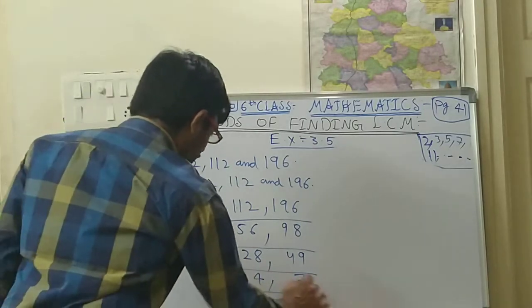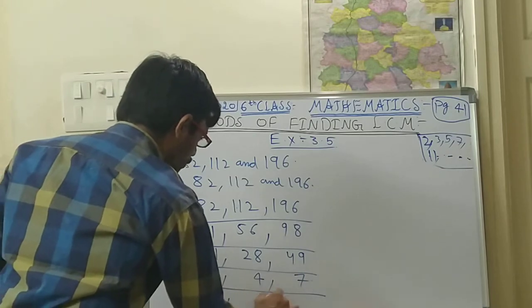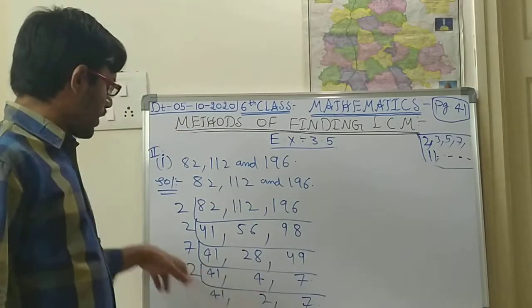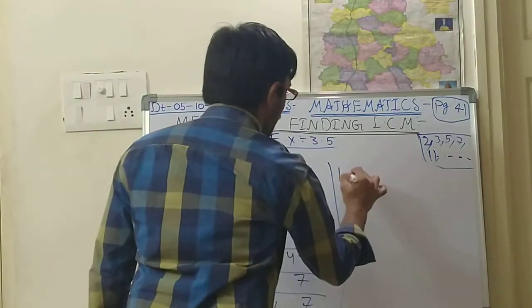So 4 is there. So 4 means 2 in the two table. 41, 2 2s are 4, 7. Okay, so these are the factors. These are the prime factors. Now how do you have to write the LCM?